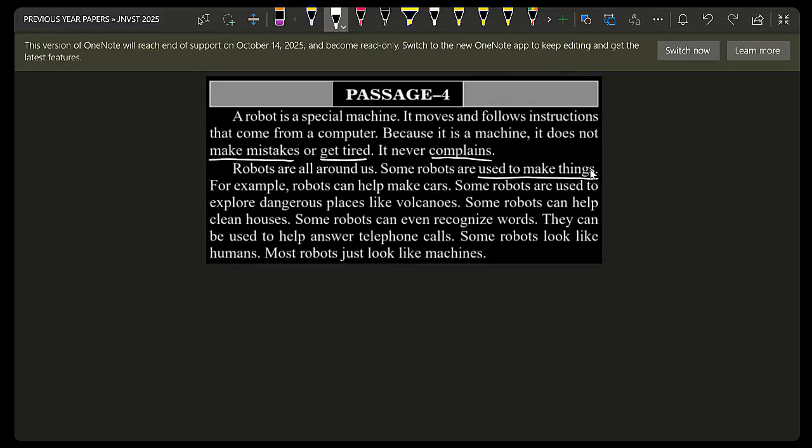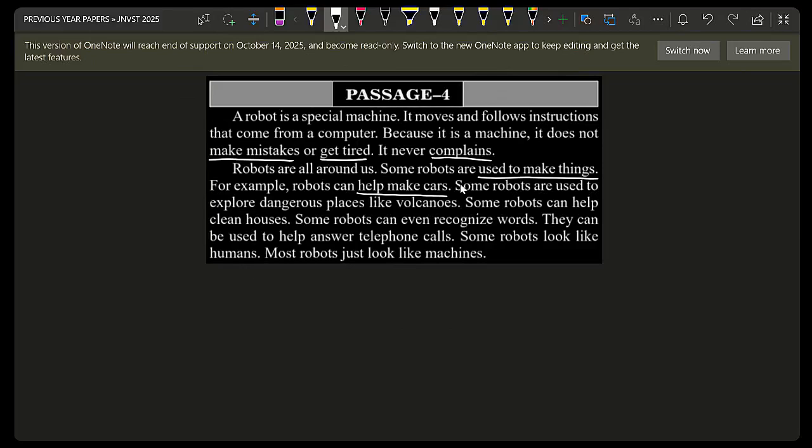So the instructions will be given as input, and robots will continuously work to prepare the products. For example, robots can help make cars. Yes, actually, the first robot was also created to make cars, as we discussed in GK also. So to make cars, to assemble the parts and to fix something, robots were first created.